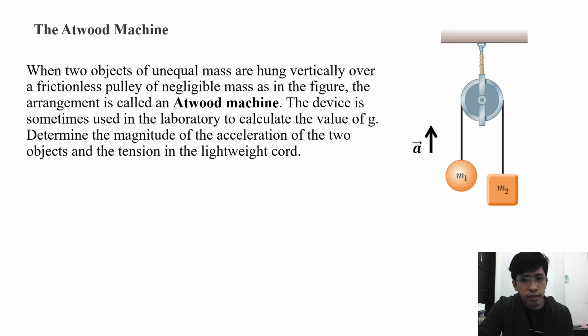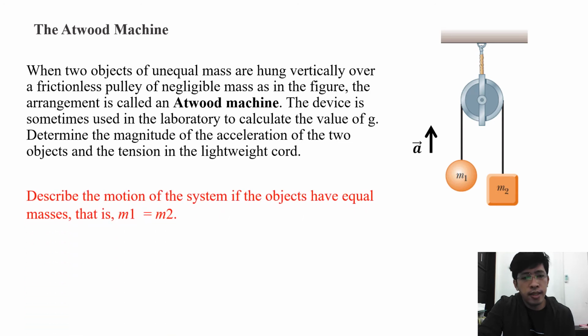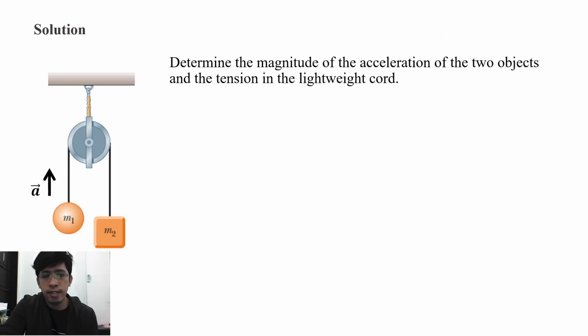Determine the magnitude of the acceleration of the two objects and the tension in the lightweight cord. So here we're asked for the magnitude of the acceleration of the two objects and the tension in the lightweight cord. And also describe the motion of the system if the objects have equal masses, that is, if m1 is equal to m2. So let's solve the problem.